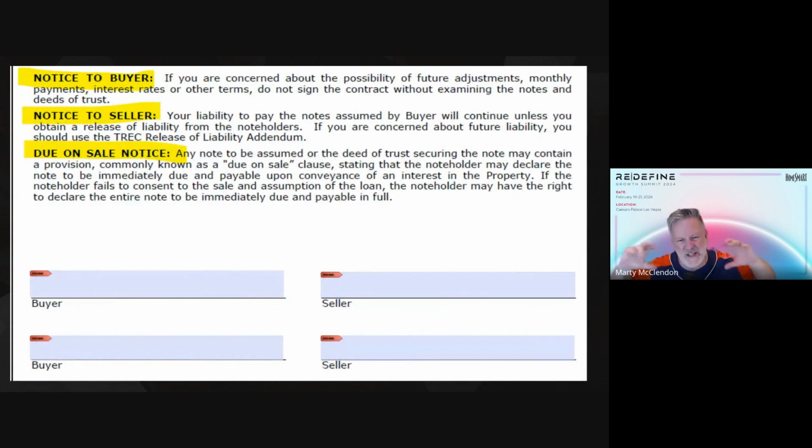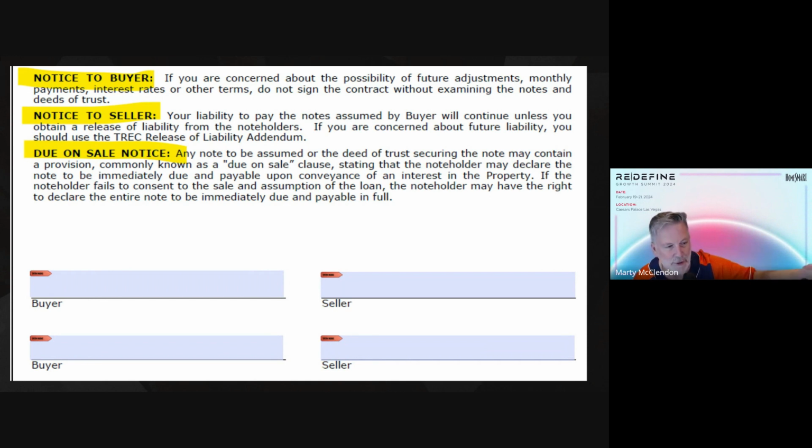Here's the provision at the end that the buyer and seller need to know. It says, notice to the buyer, if you're concerned about the possibility of future adjustments, monthly payments, interest rates, or other terms, do not sign the contract without examining the notes and the deed of trust that you're assuming. Seller, your liability to pay the notes assumed by the buyer will continue unless you obtain a release of liability from the note holders, the lender. So the existing lender that you've got a loan through as a seller, buyer's assuming it. They may approve the buyer to assume it, but you want to make sure that this lender removes any liability that you may have as a seller.